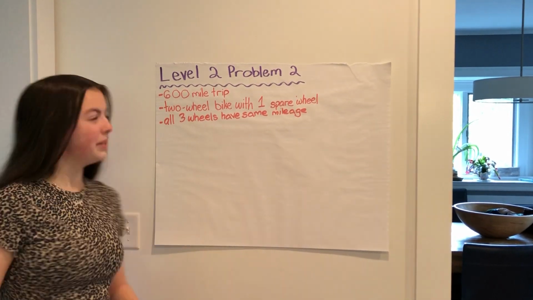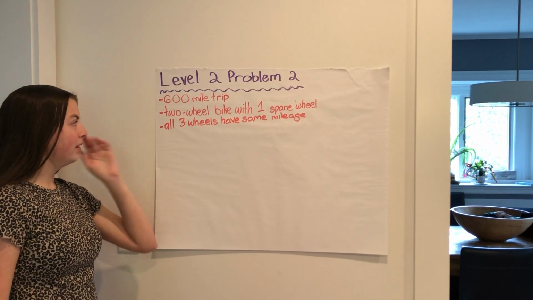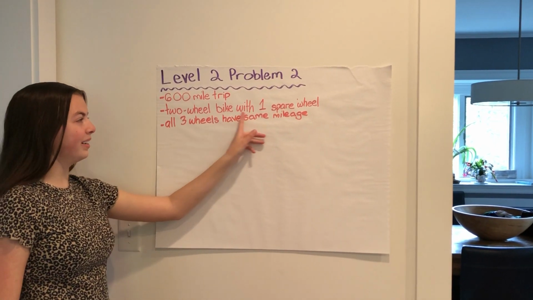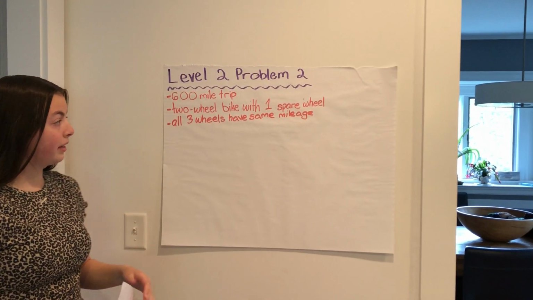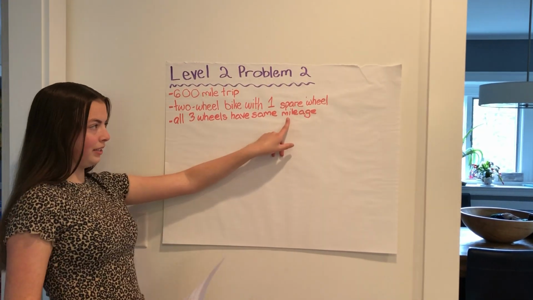Alright, so let's start with what we know here in red. The bicyclist is going to take a 600-mile trip. He or she has a two-wheel bike, and it has one spare wheel, so that's a total of 3 wheels. And all 3 wheels are going to end up with the same mileage. So we want to find out what that mileage is.